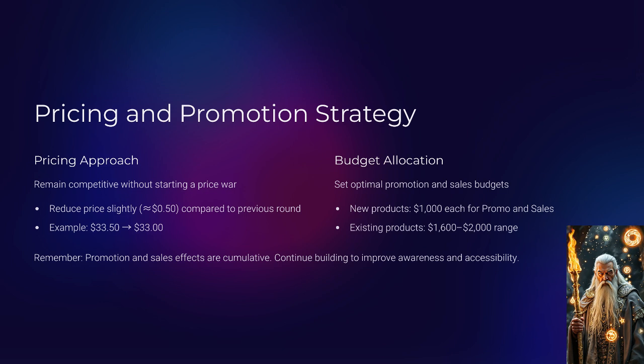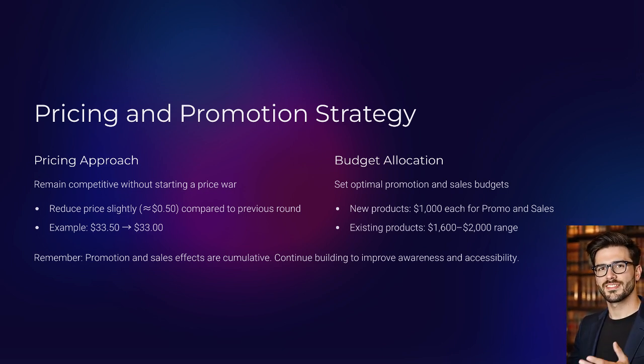Next, set your promotion and sales budgets. For new products, allocate $1,000 each for both promo and sales. For existing products, use $1,600 to $2,000. This range is optimal for building awareness and accessibility over time. Remember, promotion and sales are cumulative. Don't reset them to zero. Keep building to improve customer retention and channel visibility.